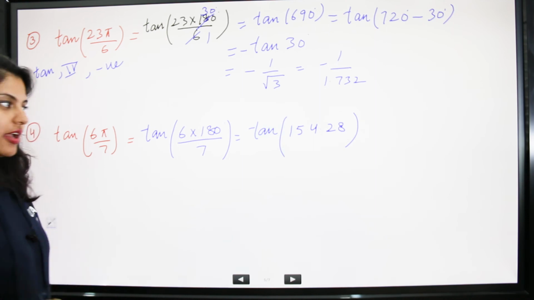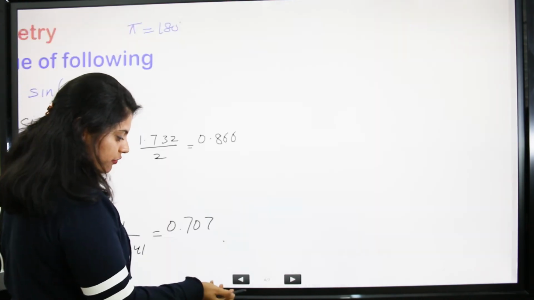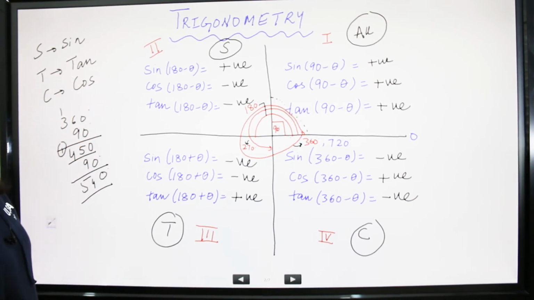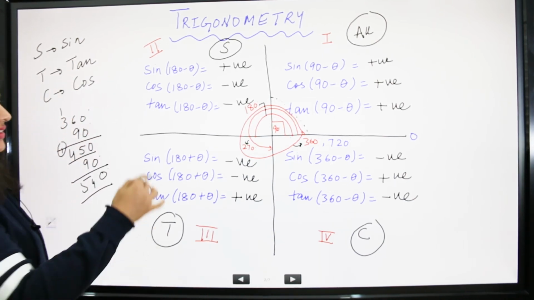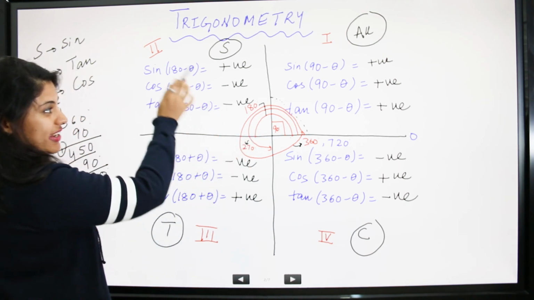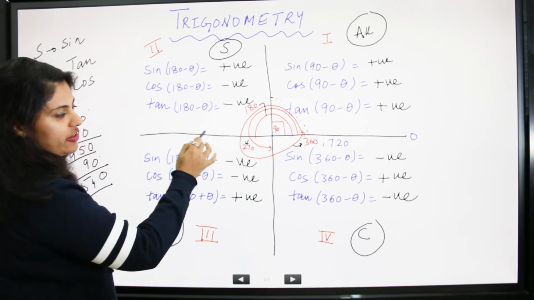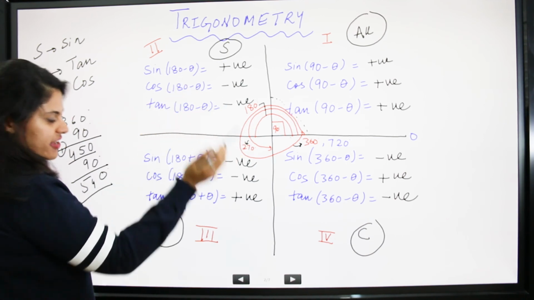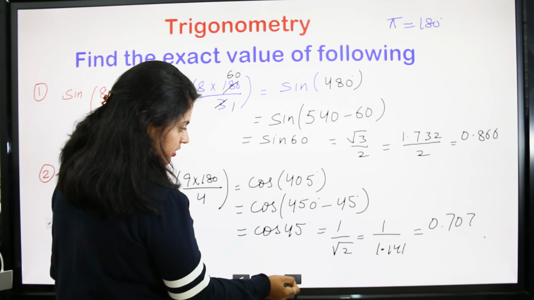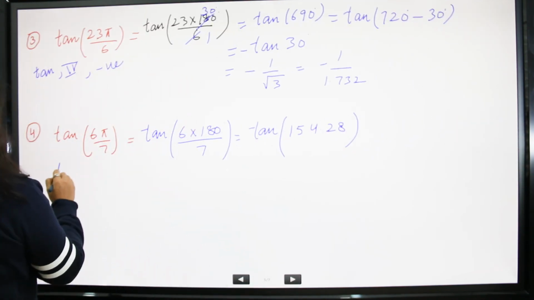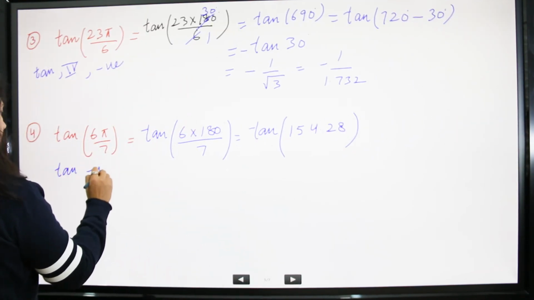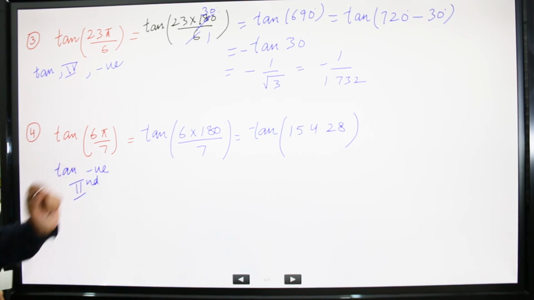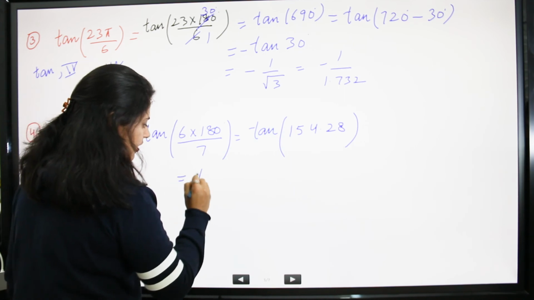And now it's time to check in which quadrant this tan lies. 154. So we are in the quadrants section. So 154. This is 180. So definitely 154 will lie more than 90 degree, less than 180 degree. So it lies in the second quadrant. And in the second quadrant, tan is negative. So you're going to write for this one, tan will be negative in the second quadrant. So we're going to write this like that.